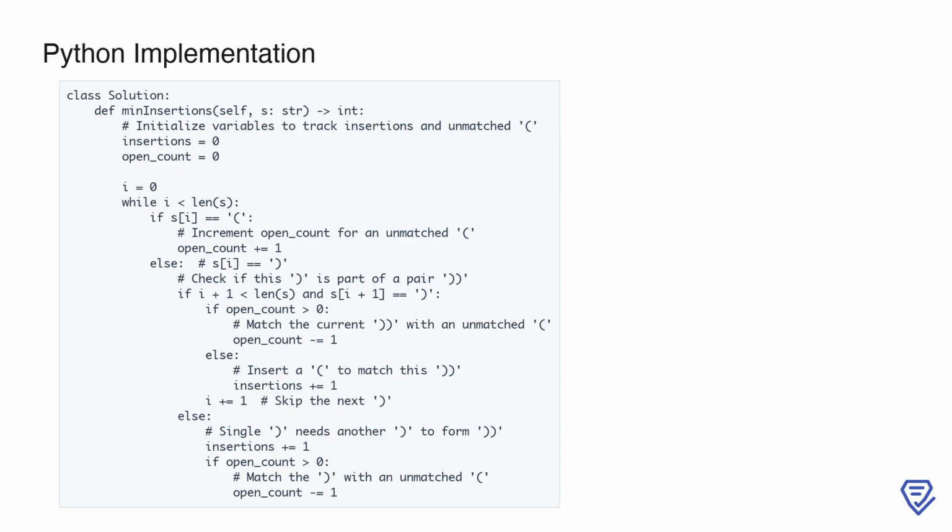However, if the character is a closing parenthesis, we need to check whether it forms a pair with the next character. If the next character is also a closing parenthesis, forming a pair, we handle 2 cases. If there are unmatched opening parentheses, we decrement open_count to pair the closing pair with one of them, otherwise, we increment insertions to add a virtual opening parenthesis to make the pair valid. We then skip the next character since it has already been processed.